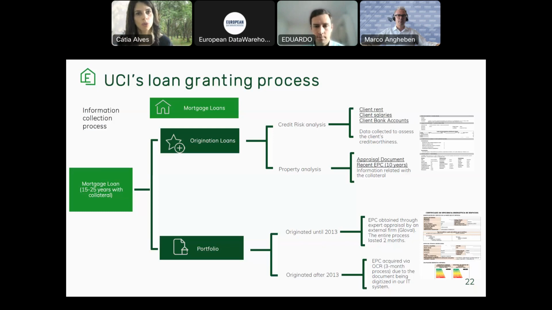On both parts, origination and portfolio, as we may see here, we have two approaches. We have the credit risk analysis, when we analyze whether the mortgage is acceptable or not, the same as for personal loans. We make a credit risk analysis of the client, his salary, his bank accounts, and so on. So he has a credit rating, a score, and then we add the ESG rating.